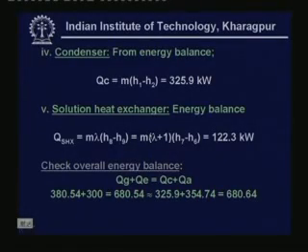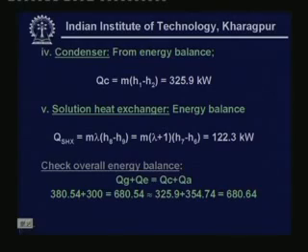Okay, so the overall energy balance is that the energy supplied to the system should be equal to the energy rejected by the system. The energy supplied to the system is QG plus QE, because you are supplying heat to the generator and the evaporator is extracting heat from the low temperature heat source. So, energy into the system is QG plus QE.